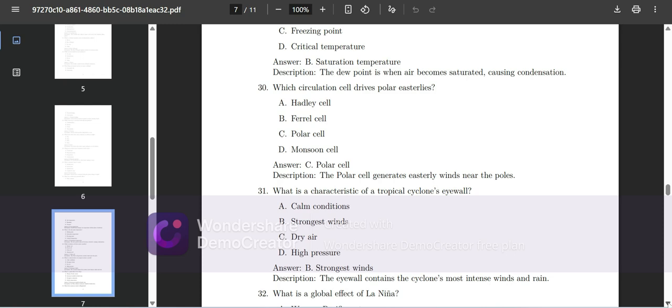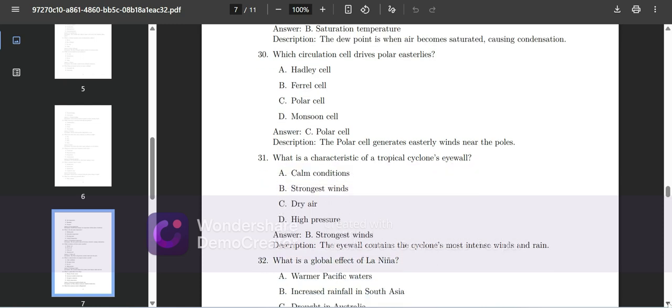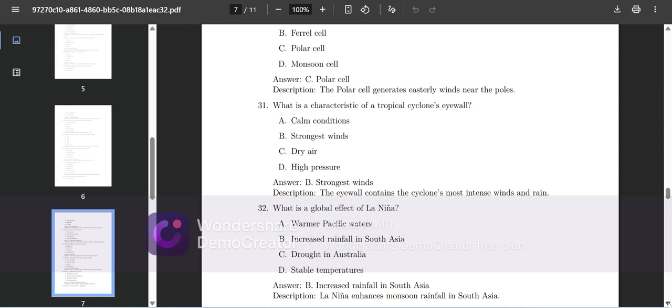Which circulation cell drives polar easterlies? Polar cell. The polar cell generates easterly winds near the poles. What are the characteristics of tropical cyclones? Eye wall. Strongest winds. The eye wall contains the cyclone's most intense wind and rain.